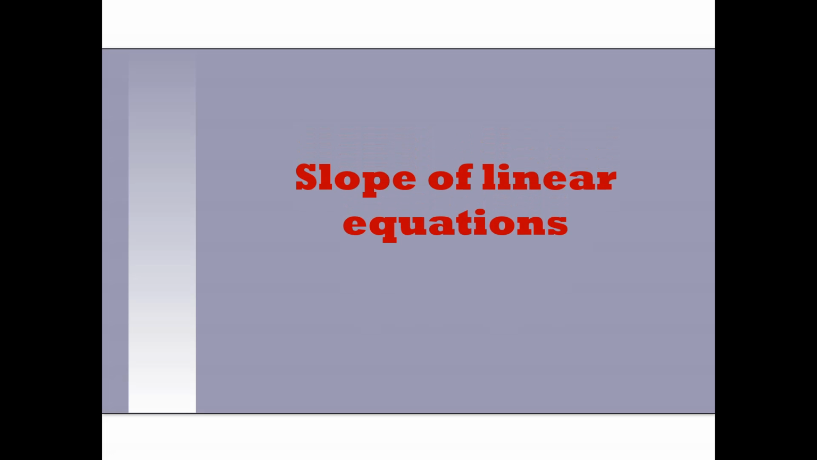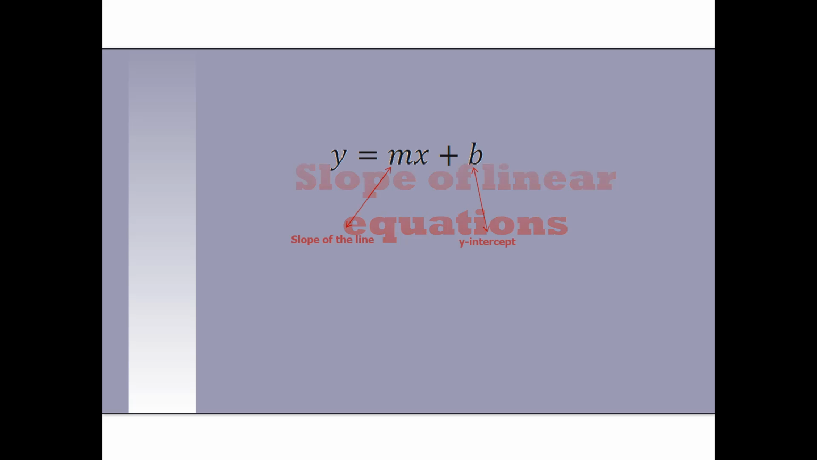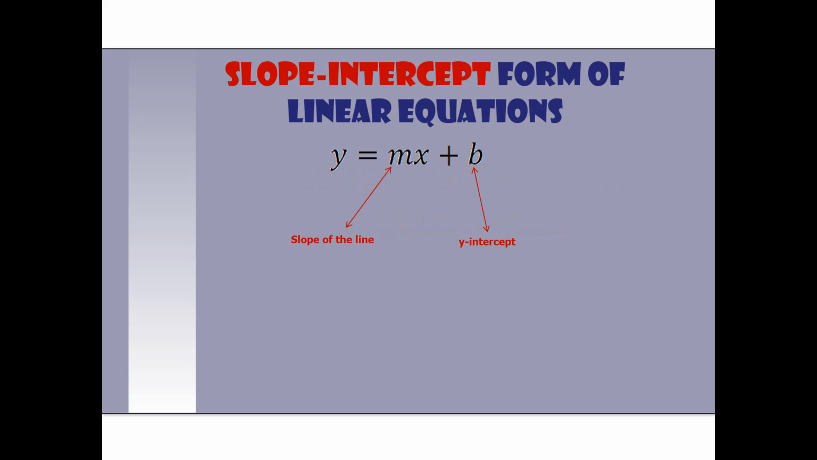Today we will learn the slope of linear equations. In the previous class, we were talking about the slope-intercept form of linear equations, and we said this form is y equals mx plus b, where the coefficient of x is called the slope of the line, and the constant b is called the y-intercept.